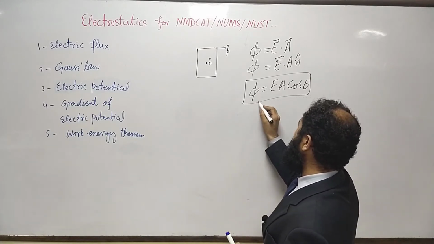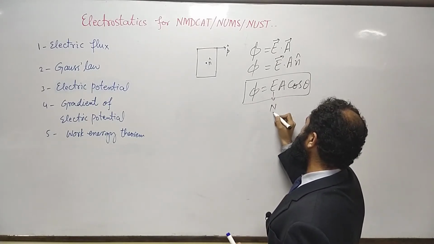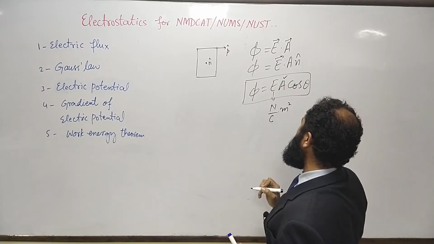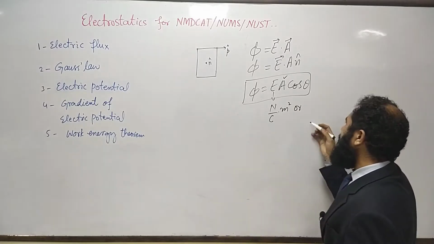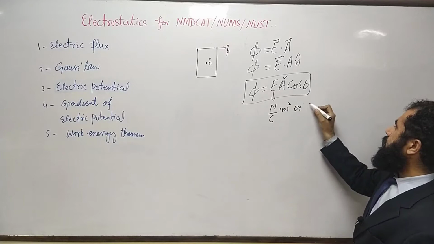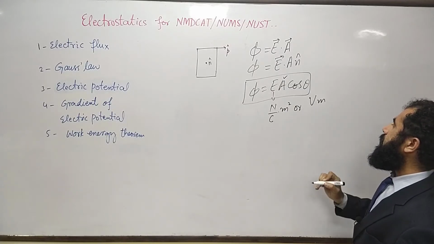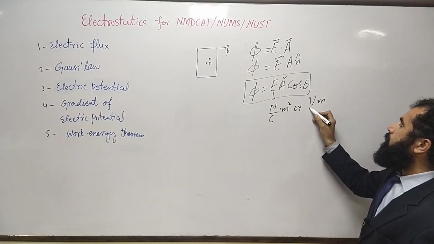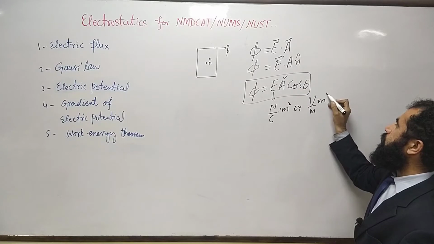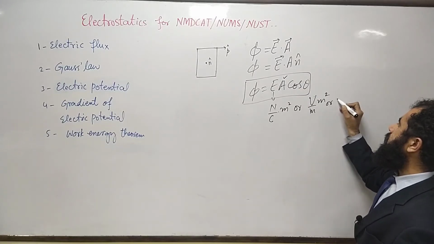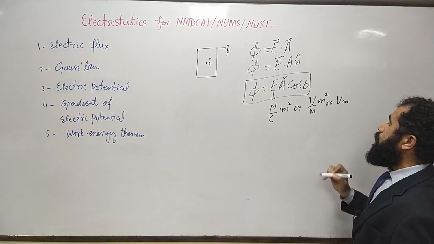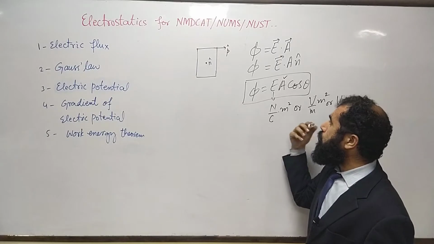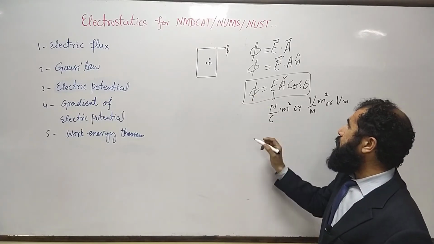The unit of electric field is Newton per coulomb, multiplied with the units of area, that are meter square. Or we can also have the unit of electric flux as volt meter, because electric field intensity can be expressed as volt per meter, and if you multiply this with meter square we get volt meter. So these are the units of electric flux.